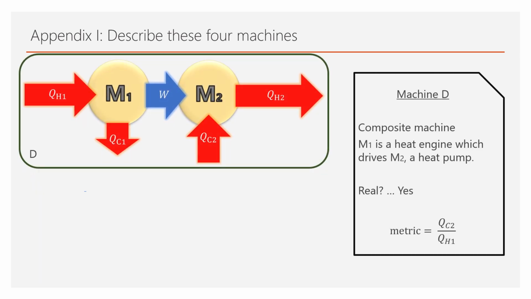Machine D is a composite machine composed of a heat engine M1 that drives a heat pump M2. An example could be a backup diesel engine that powers a refrigerator. Note, the reservoir that heat is dumped into by M2, the refrigerator, could be the same reservoir that M1, the heat engine, dumps heat into. The metric of goodness would be the ratio between the heat pulled from the heat pump and the heat used to operate the engine.